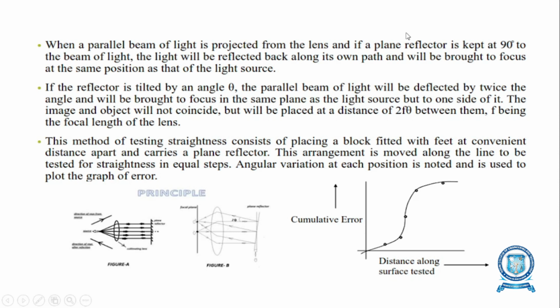So here the principle of the autocollimator is present. When a parallel beam is projected, and if a plane reflector is kept at 90 degrees to the beam of light, the light will be reflected back along its own path, and it will be brought to focus at the same point as that of the light source.